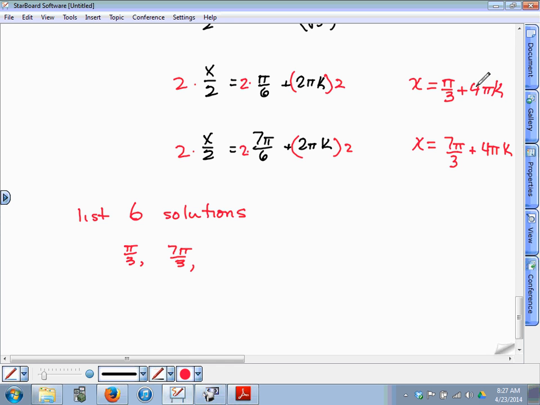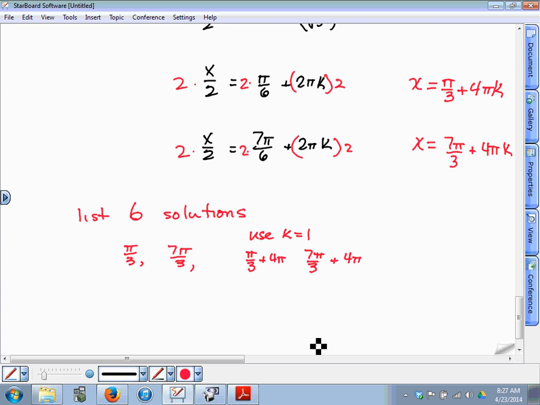We can add 4 pi. Now what is k? K could be 1, k could be 0, k could be 2. If k equals 0 though, that's just going to give us these 2. So we've already technically used k equals 0. So we could use k equals 1. I'm going to use k equals 1 for both of these. That means it's going to be pi thirds plus 4 pi or 7 pi thirds plus 4 pi. Is that how you rewrite that?